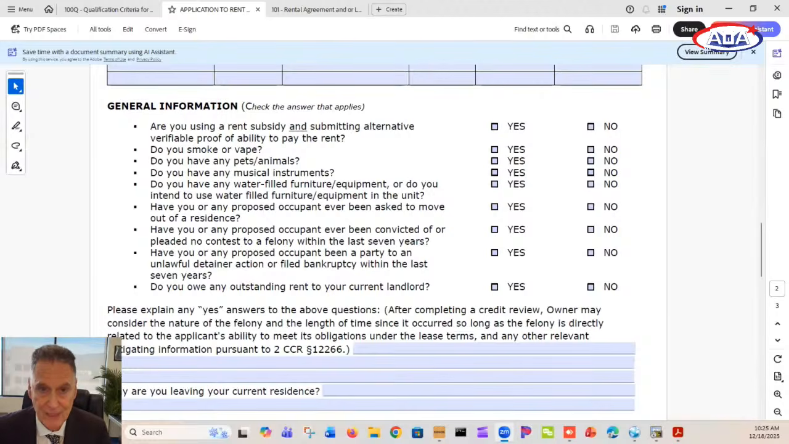If they leave blanks and they don't fill this out, then that's a reason for you not to rent to them because I have an incomplete application. So you want to see their driver's license number, their social security number, their bank account numbers, okay?